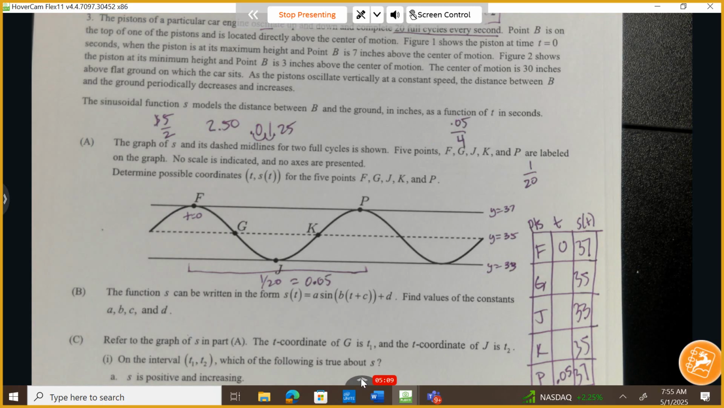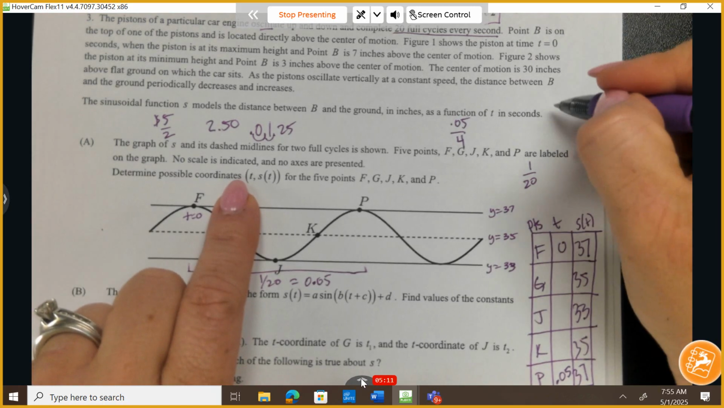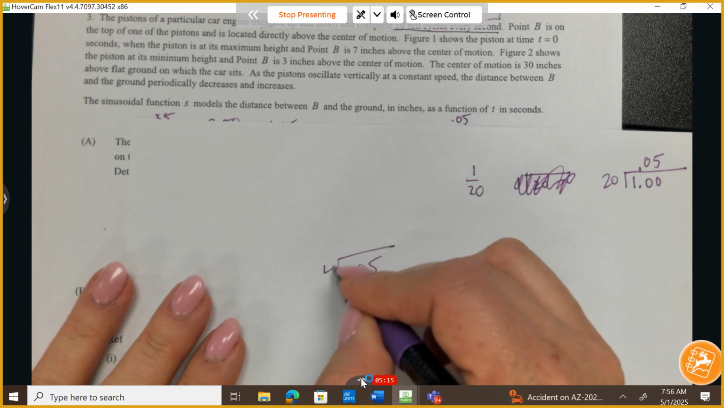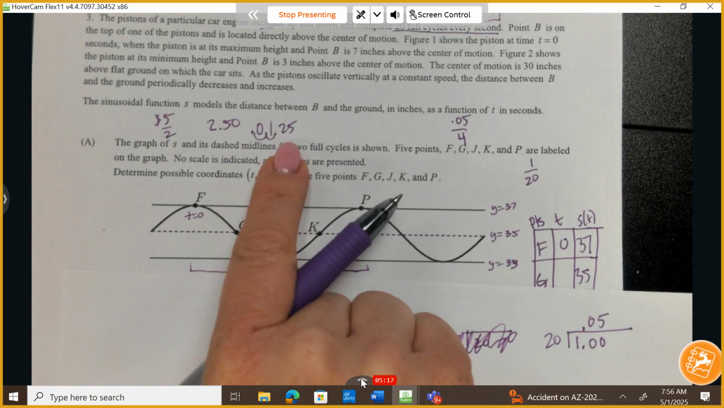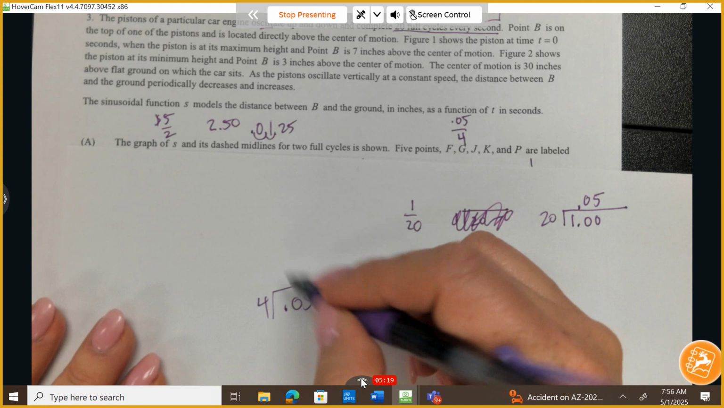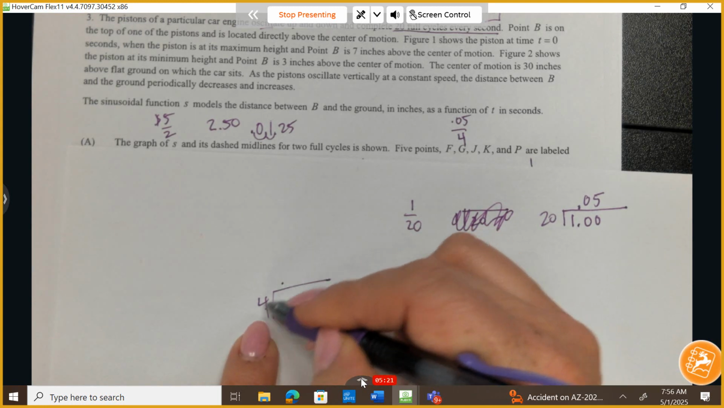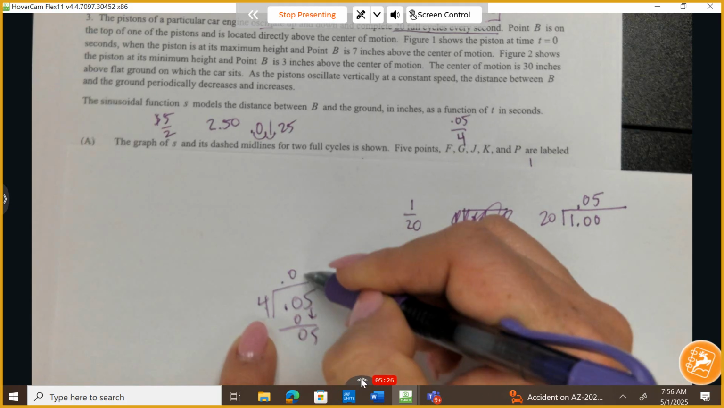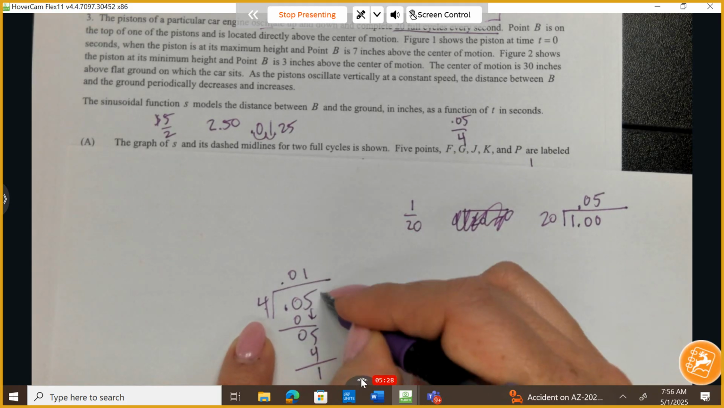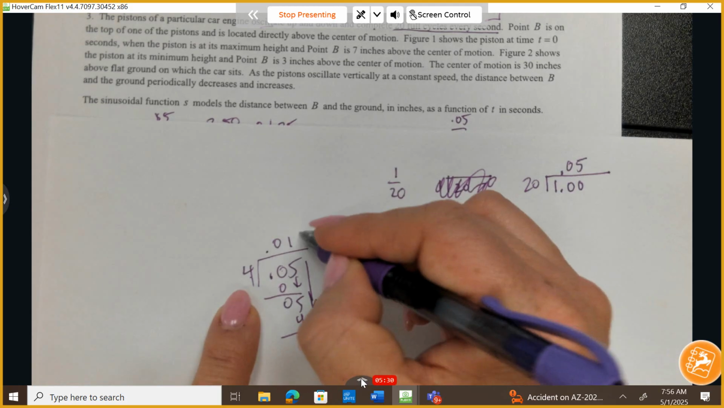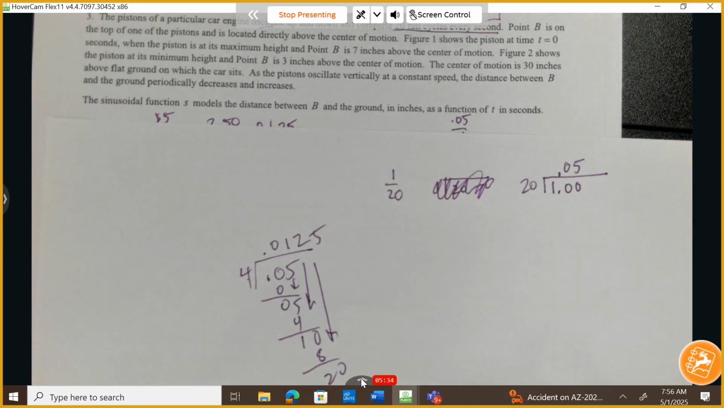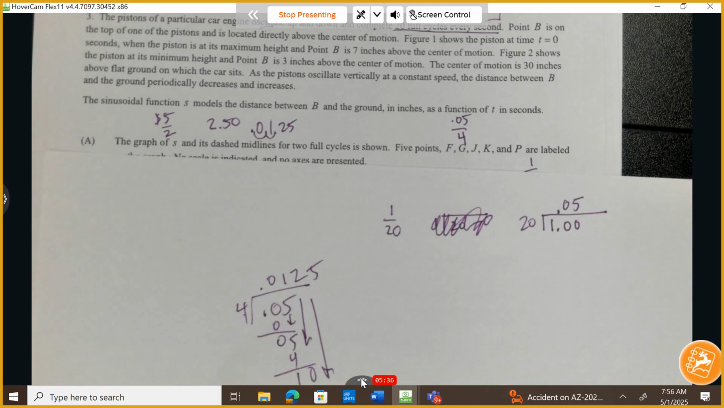So I know right now that if I take 0.25 and I divide it by 4, this is what I should end up with. Okay, and let's just make sure this works. 4 cannot go into 0. 4 can go into 5 one time. 4 can go into 10 twice. 4 can go into 20 5 times. This represents the horizontal distance from one step to the next.